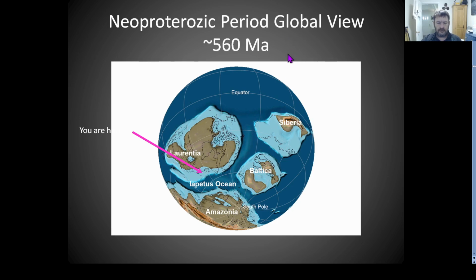And about 560 million years ago, this is just a global view. Amazonia down south, the Iapetus Ocean right here. You are here. I always like that. Again, beautiful continental shelf, nice passive margin. In fact, nice passive margins everywhere right now for the most part. And this is, like I said, when life really gets its start.